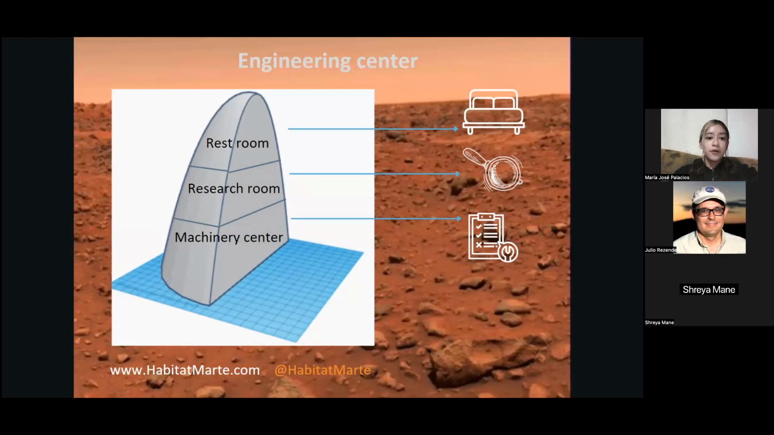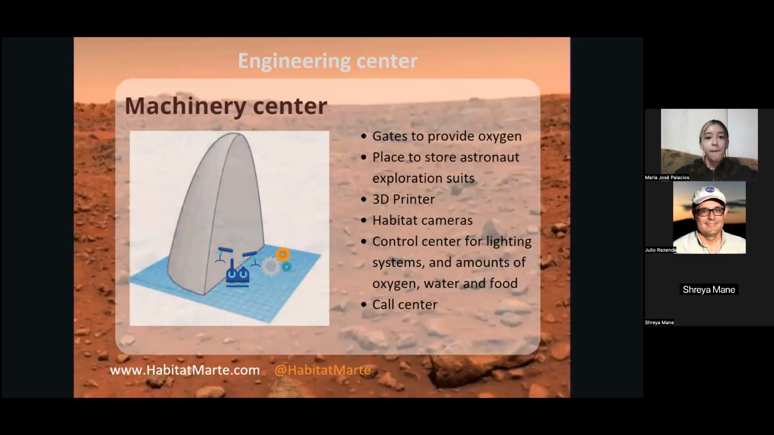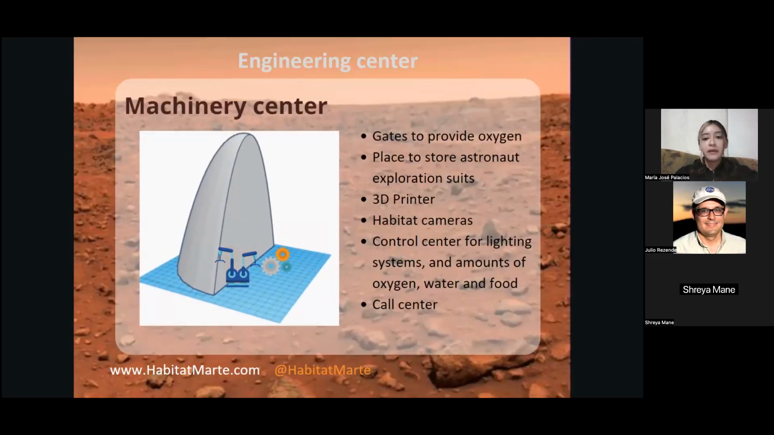In the first floor, we have the machinery center. In the second floor, we have the research room, and on the last floor, we have the rest room. The machinery center has gates to provide oxygen, and has a place to store astronaut exploration suits. On this floor, there is the 3D printer, there are habitat cameras, there is the control center for lighting systems and the amounts of oxygen, water, and food. And there is the call center too.